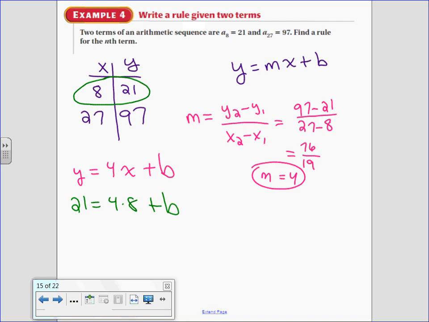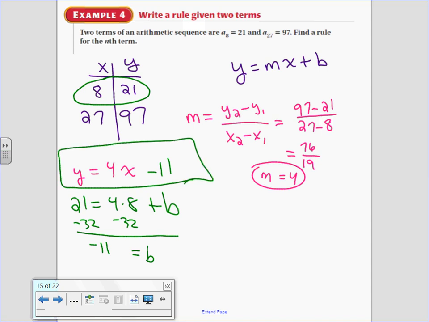So 4 times 8 is 32, and I'll subtract that 32 over, and I'll be done because I'll have my intercept, a negative 11. So our final answer is the 4 in for slope and the negative 11 in for intercept. And you can use that to generate any other term that you would want. Questions? I'll pause it and let you write it down.